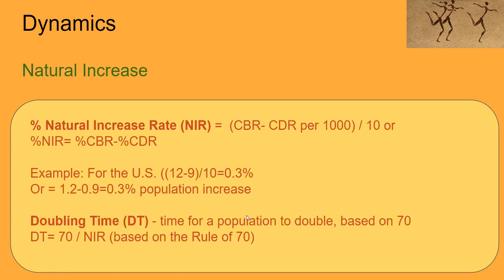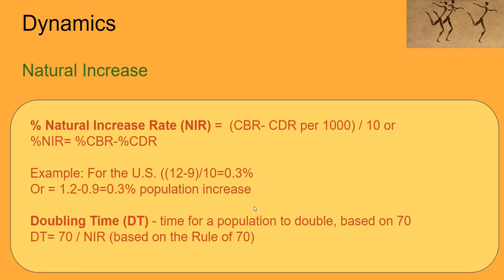Put them both together, birth rate and death rate, and you get the natural increase rate. Essentially, that means how much is the population growing. So for our numbers here for the United States, we had 0.3 because 1.2 minus 0.9, or we could have said 12 minus 9 and then divide it by 10.